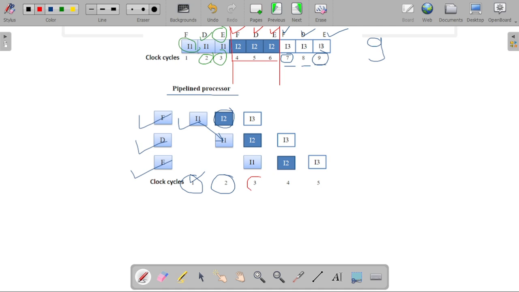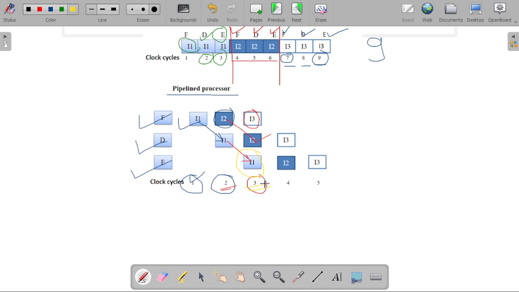Later on, in the third clock cycle, our first instruction will go for execution, that was decoded in the second clock cycle. Our second instruction will be decoded, that was fetched in the second clock cycle. And our new instruction, instruction 3, will be fetched. So check that our instruction 1 will be executed in the third clock cycle.